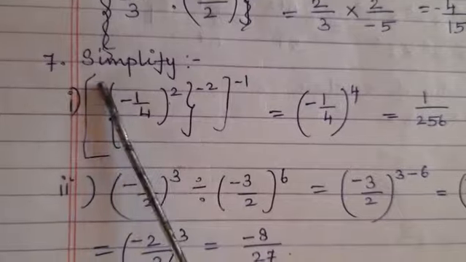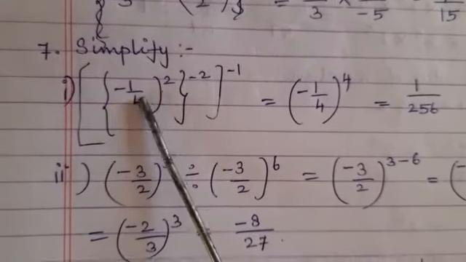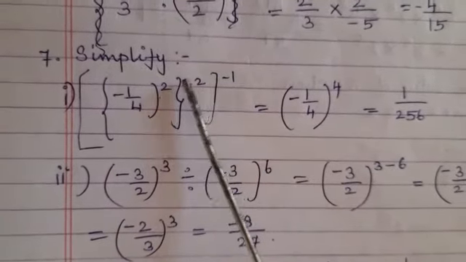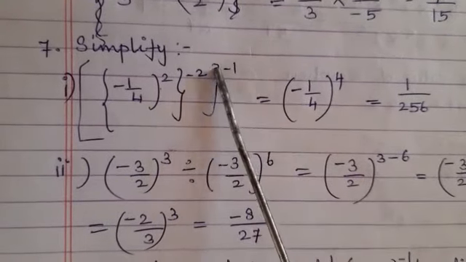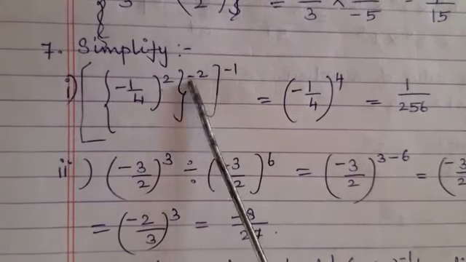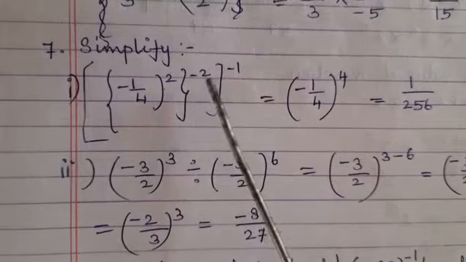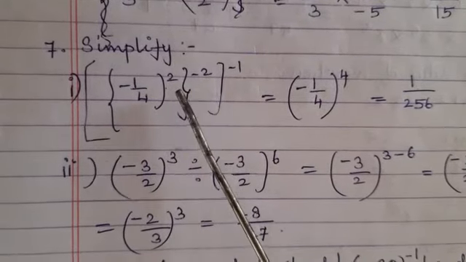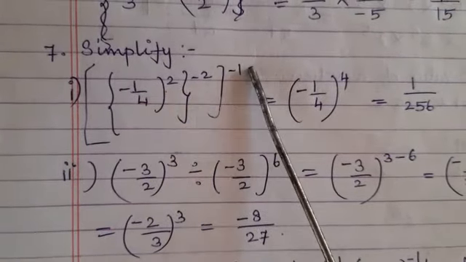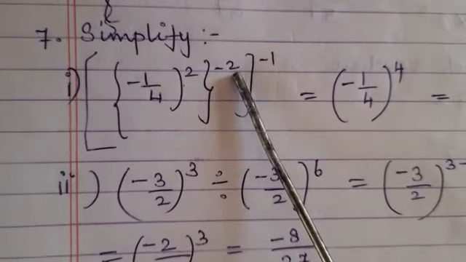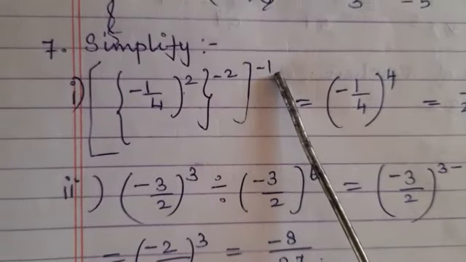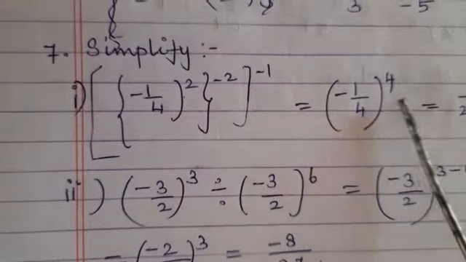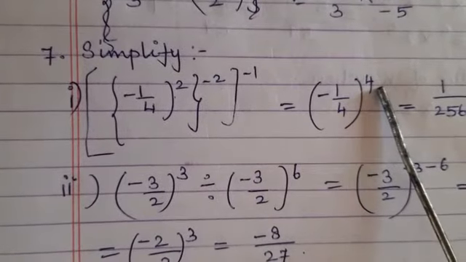Number 7, simplify. (Minus 1 by 4) the whole squared, to the power of minus 2, and to the power of minus 1. There are 3 powers. So first, according to (a by b) the whole power m, the whole power n, we are multiplying the powers. So 2 into minus 2 is minus 4, minus 4 into minus 1 is plus 4. So (minus 1 by 4) the whole power 4.